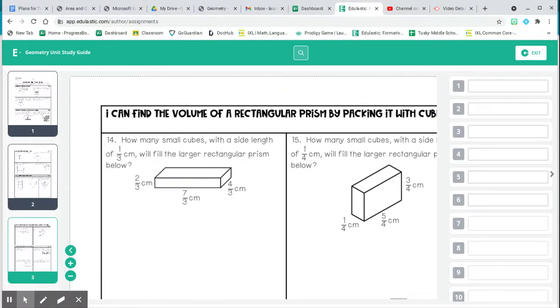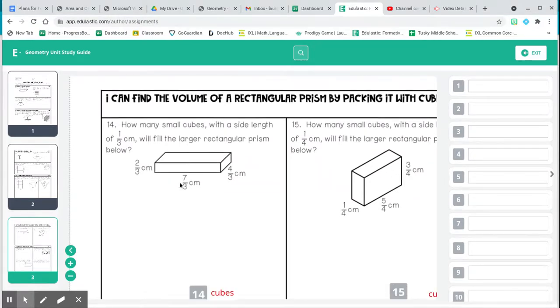Volume of a rectangular prism by packing it with cubes. So this was like, let me think back, homework 9, I think, when we talked about unit cubes. So there are different ways you can go about solving this, but I think we want to know how many cubes that are 1/3 the whole way around would fit in there.